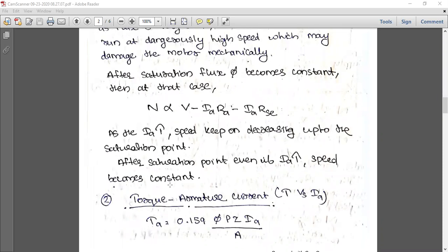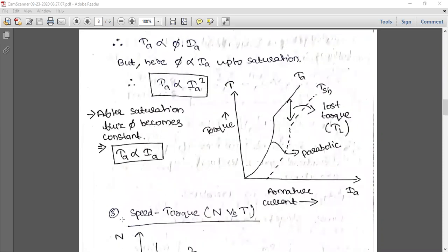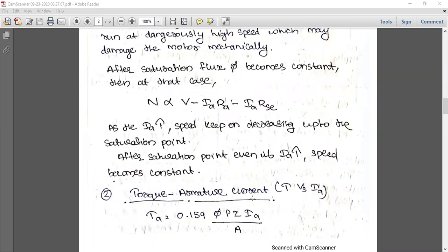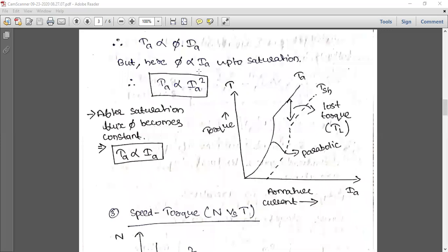Okay. So from this equation, we can write TA is proportional to phi IA. But we know that up to saturation, phi is proportional to IA. Previously, from the earlier concept, we understood phi is proportional to IA up to saturation. After that, it becomes a straight line, right? So we can write TA is proportional to IA square. So up to saturation, phi is proportional to IA.